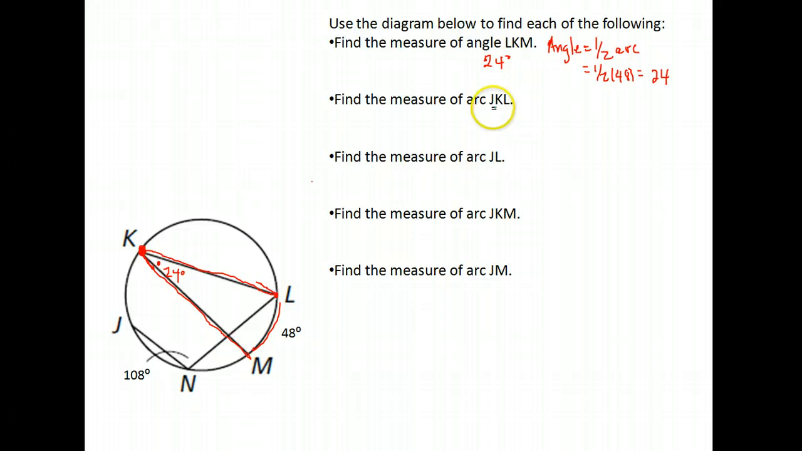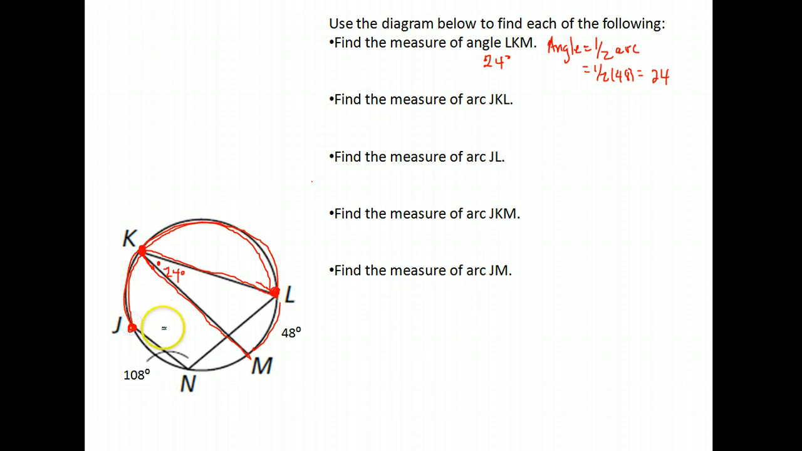Okay, next, the measure of arc JKL. Here's our arc from J. We're supposed to go towards K on our way to L. That's the arc we're talking about right there.